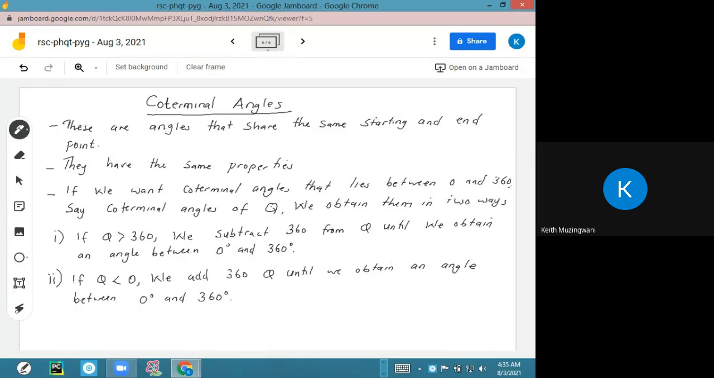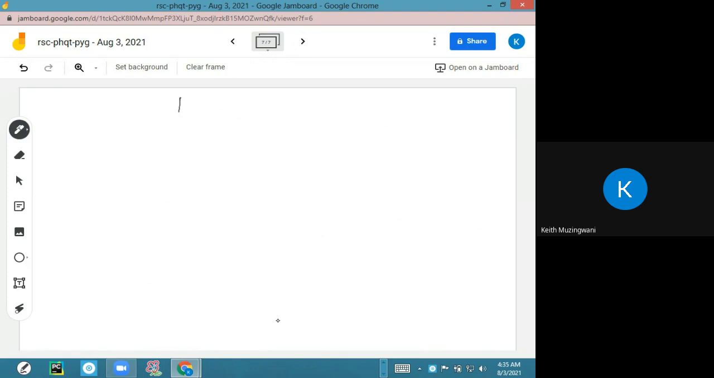So don't forget, keep this information so that I add something about reference angle. Just a minute. Yeah, just a minute. I'm asking for the previous page. I haven't finished writing.